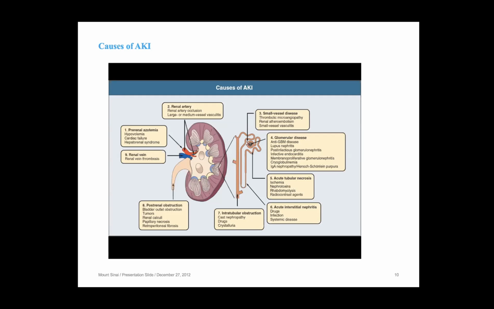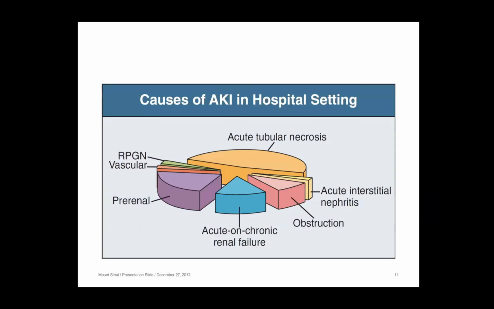Most often seen in the hospital setting is ATN from drugs, toxins, rhabdo, contrast. You have your interstitial nephritis, and then intratubular obstruction from drugs, again, like acyclovir, or crystalluria, cast nephropathy. And then you have post-renal obstruction, which could be in the kidney or outside, again, bladder outlet obstructions, papillary necrosis, or from outside, like retroperitoneal fibrosis or any kind of tumors obstructing.